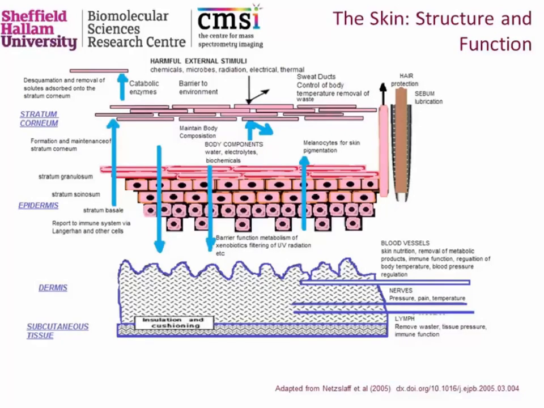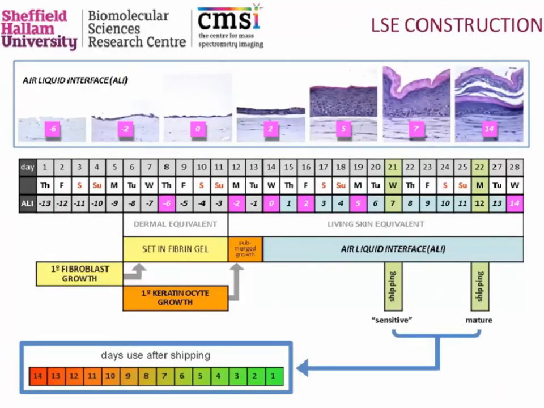The actual living skin equivalent model is manufactured from two types of cells. So the 3D skin model is made from two types of cells. It's made from fibroblasts and keratinocytes. So the company we work with, Innovent, who make this model as a commercial product, use fibrin as a scaffold.